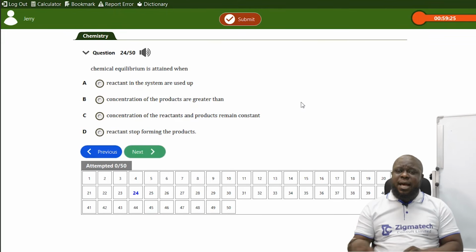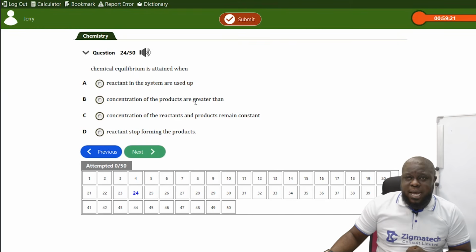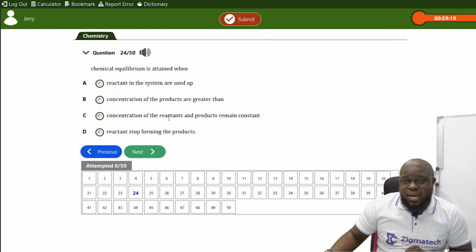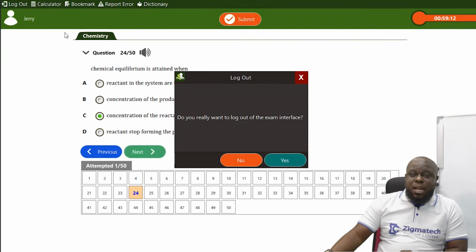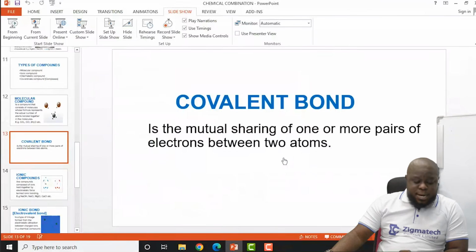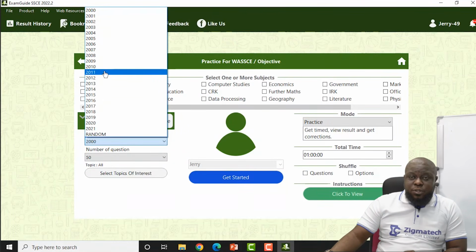The first option says reactants in the system are used up, no. Concentration of the products are greater than, no. It says concentration of the reactants and products remains constant. That is the answer.